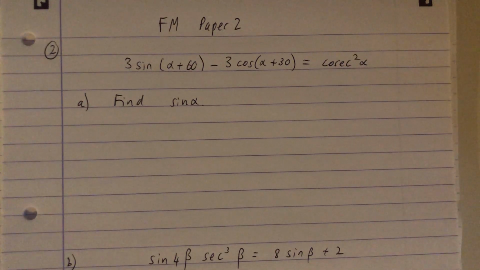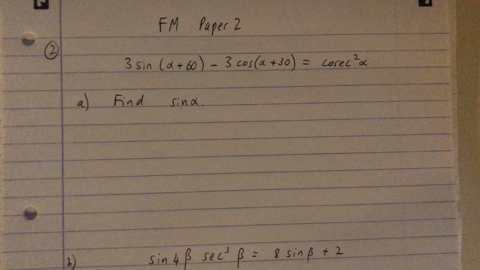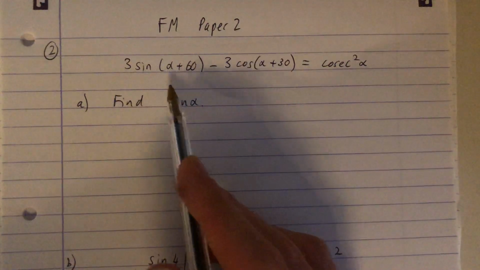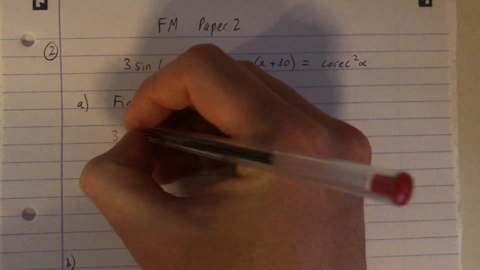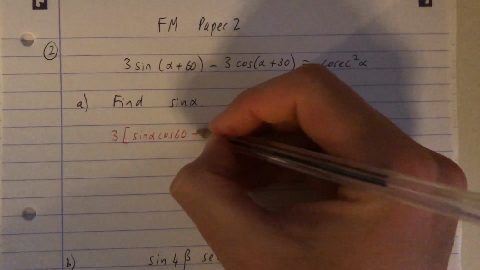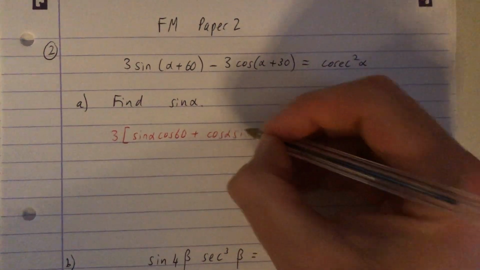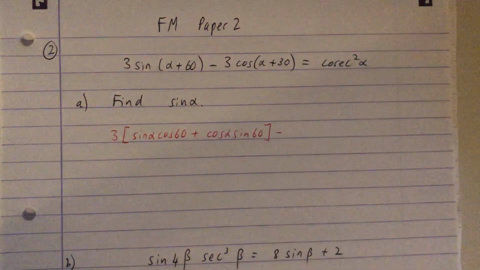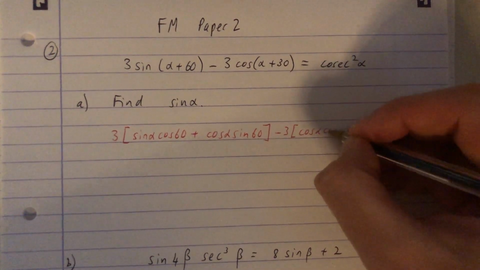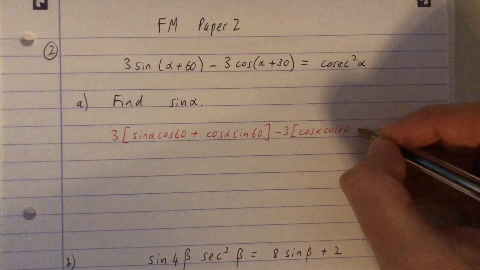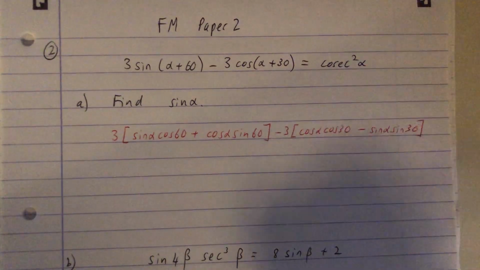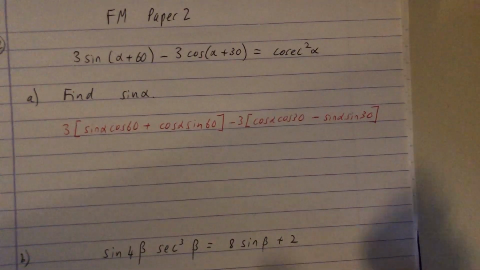So the only obvious first step is to expand the angle, the addition formula angles. So that would be exactly the same as 3 sine alpha cos 60 plus cos alpha sine 60. Okay, that's given in the formula booklet. Subtract 3 cos alpha cos 30, subtract sine alpha sine 30, and that is equal to cosec squared alpha.